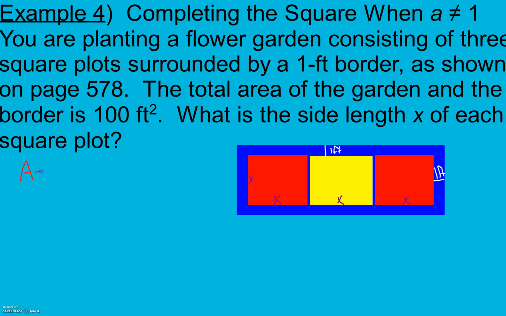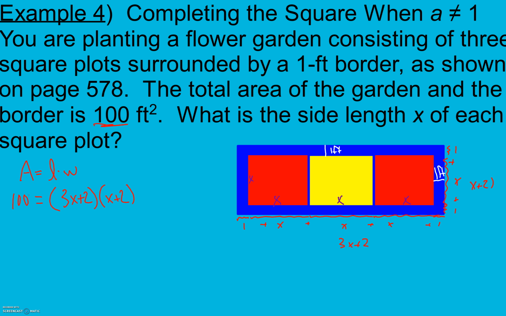So we know area equals length times width. We need to figure out what our length is. Here I have 1 plus x plus an x plus an x plus 1. So I have 3x plus 2. That's my length. My width is 1 plus x plus 1, so x plus 2. And this is going to equal 100.